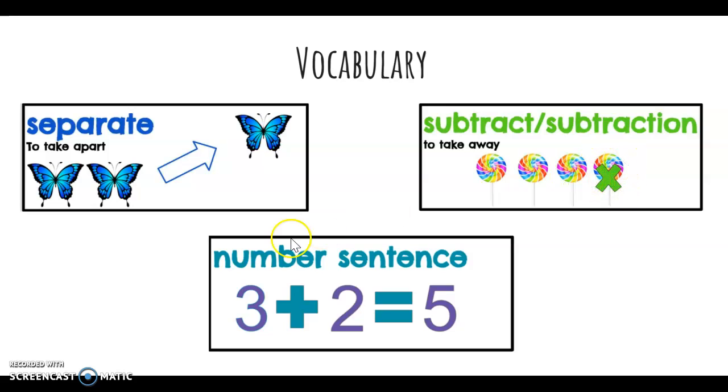Good job. Then our last vocabulary word is number sentence. Can you say number sentence? Number sentences have numbers and math symbols. So in this case, the numbers are what? 3, 2, and 5. And then the symbols that we have are what? The plus sign and the equal sign. But today we're going to be using the minus sign.